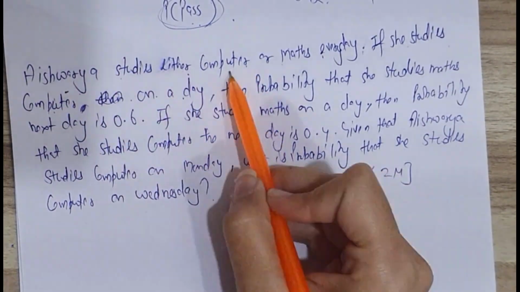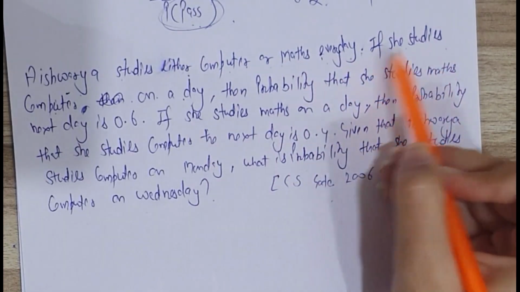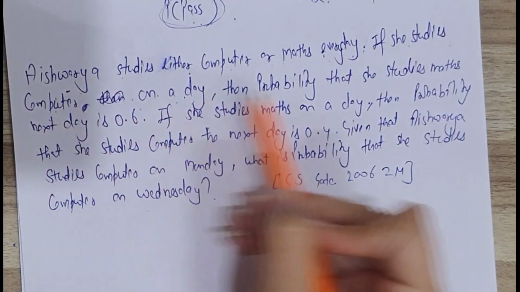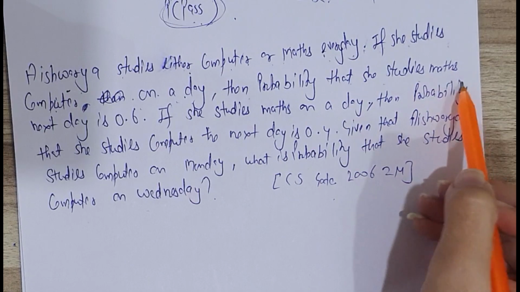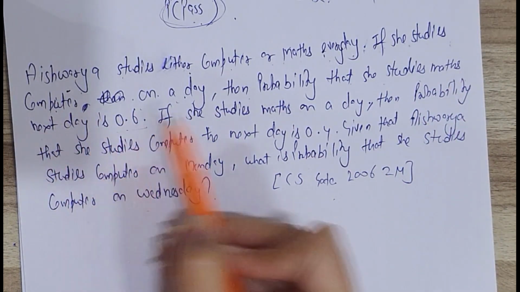Aishwarya studies either computer or maths every day. If she studies computer on a day, then probability that she studies math next day is 0.6.